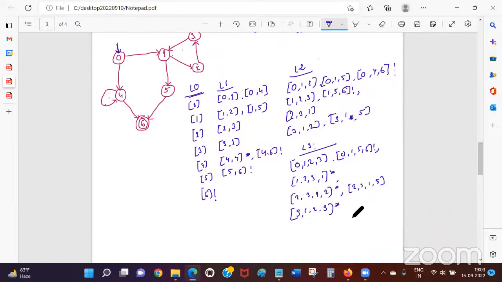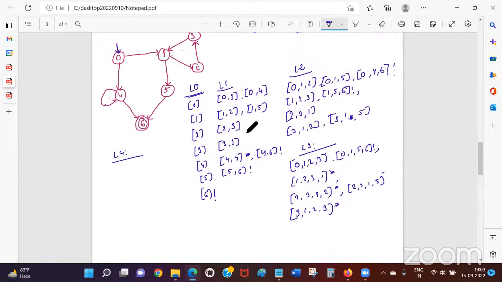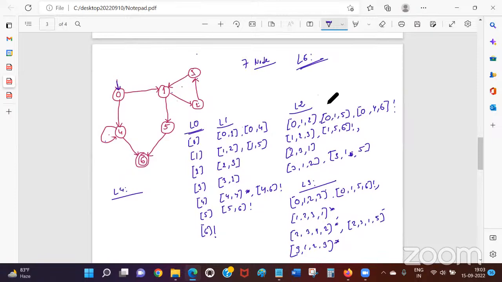Okay, so which is left? I'm left with two paths here, this and this. So I have to go for L4. I'm writing L4 over here because I need to keep this visible. I have to do it for this path and this path. Only these two are left.